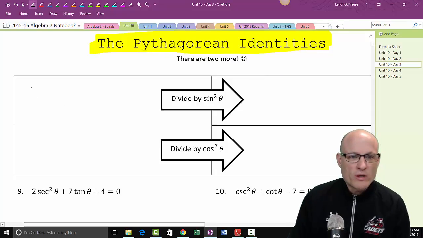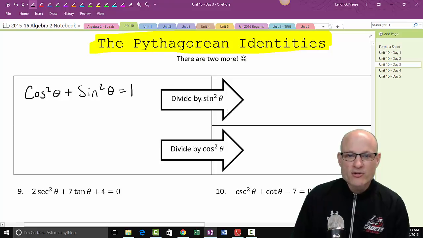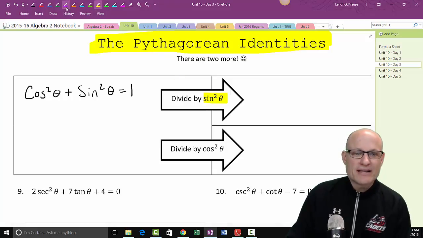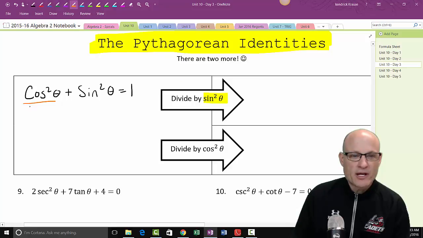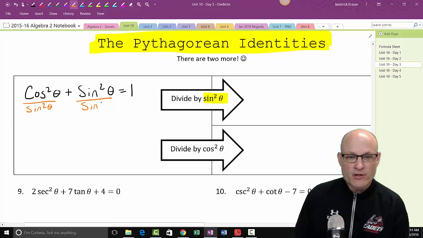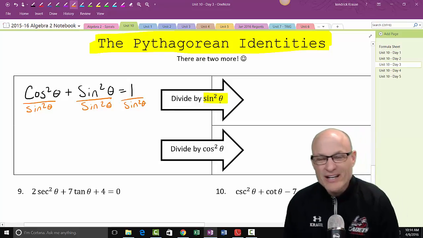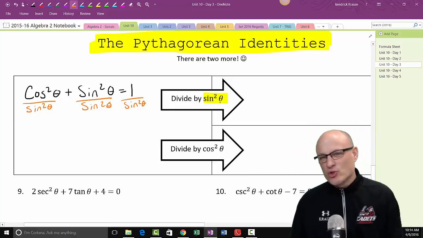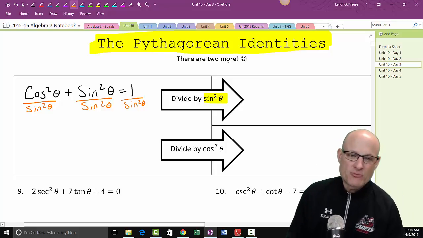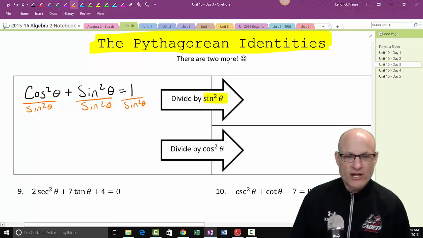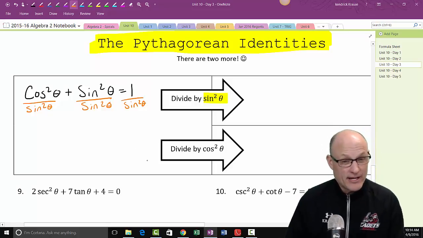So let's start with the one that we know, the Pythagorean identity that is near and dear to our heart. Cosine squared theta plus sine squared theta equals 1. And our directions on this one are we're going to divide through by sine squared theta. I picked the orange pen. Now I'm never going to ask you to do that, but it's a legal thing. I'm really multiplying both sides by 1 over sine squared, or dividing both sides by sine squared theta.